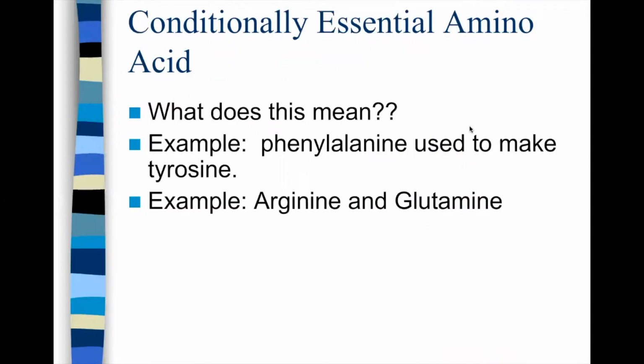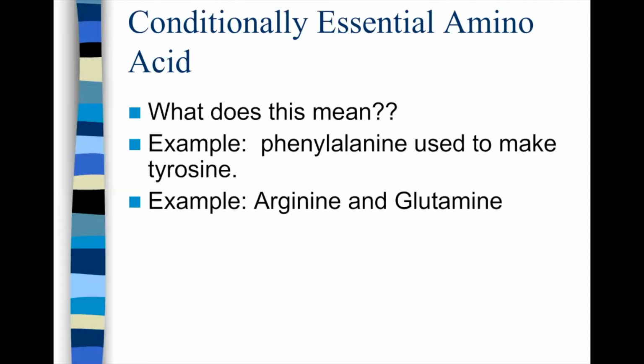All right, conditionally essential amino acids. It is possible for an amino acid that's not usually essential to become what's called conditionally essential, meaning you're having trouble making it. An example of this is phenylalanine and tyrosine. Phenylalanine is essential. Tyrosine is usually considered not essential because as long as we have phenylalanine, we can make tyrosine.